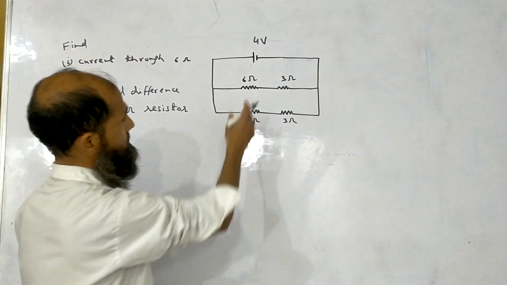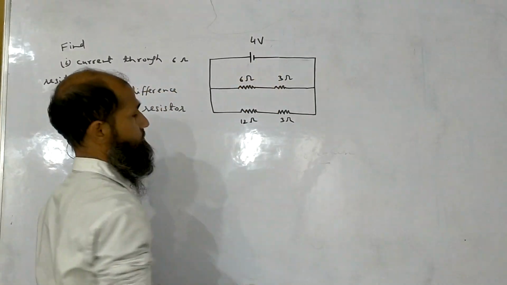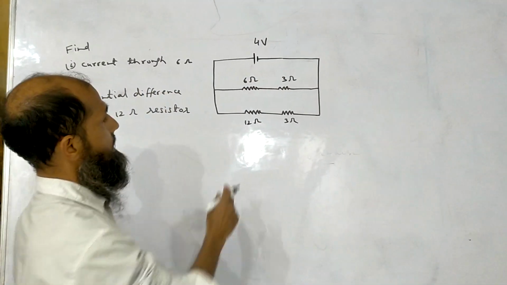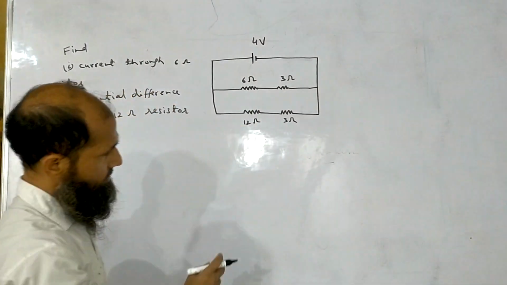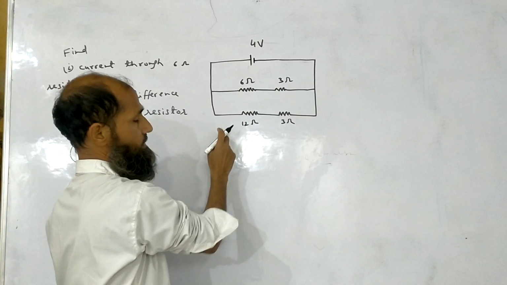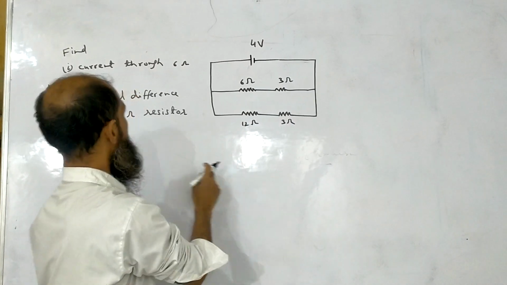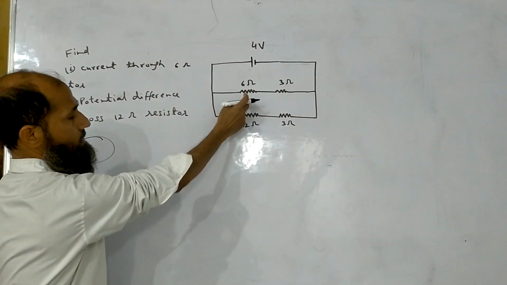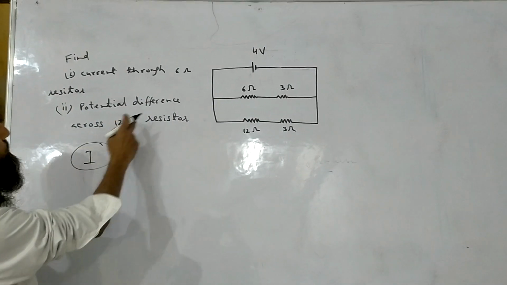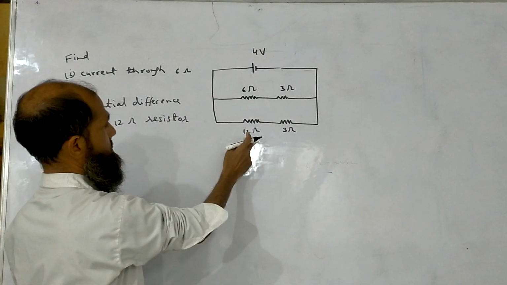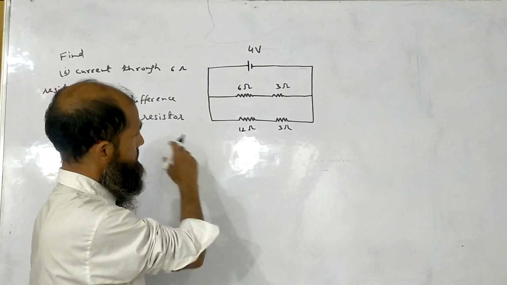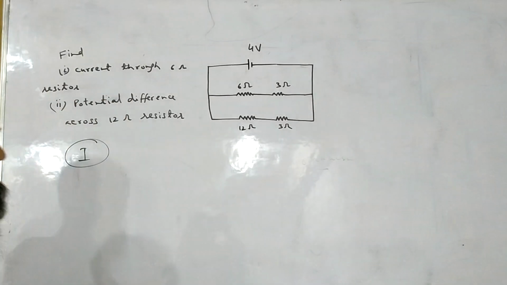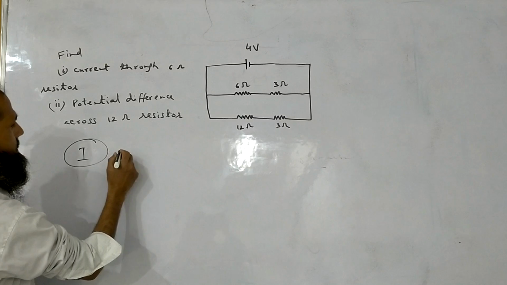Suppose this is a battery which has a 4 volt potential difference, and there are two resistors in series, then another two resistors in series, and these two are in parallel. We have to find out the current through this resistor, and we need to find out potential difference across this resistor. So two questions are there. We have to solve this question by different methods. First we take current method.